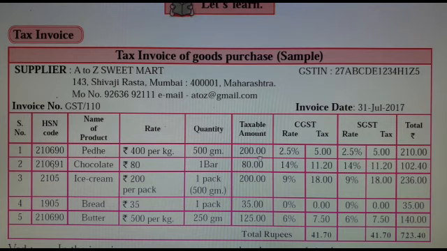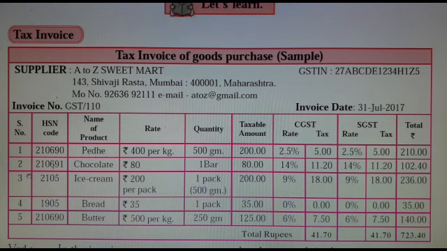On Peda, CGST rate is 2.5% and SGST rate is 2.5%. By 2.5% of 200, that means 5 rupees tax paid to the central government, and by 2.5% on 200 rupees, that means 5 rupees is the tax paid to the state government. That means on 200 rupees of Peda, this 5 rupees and this 5 rupees, 10 rupees we have to pay as tax on this article. And the total amount of this article with the tax is 210.